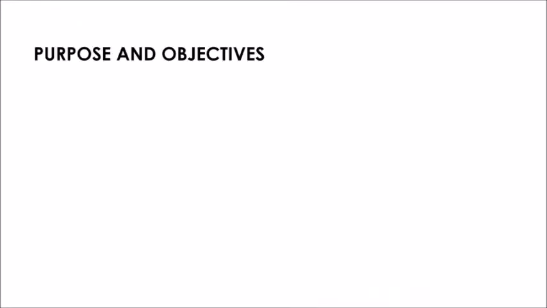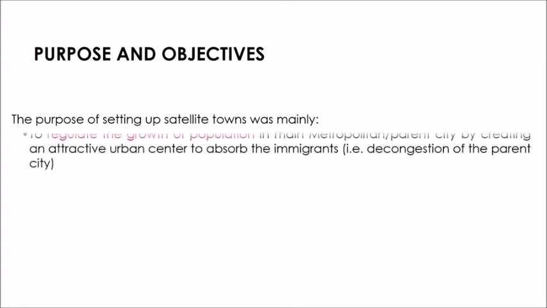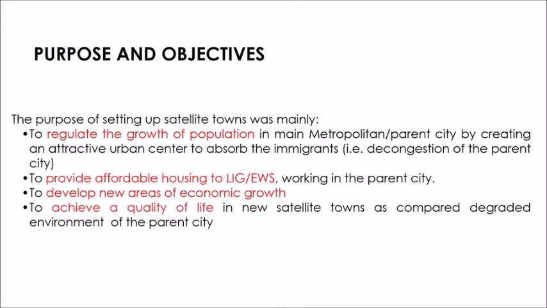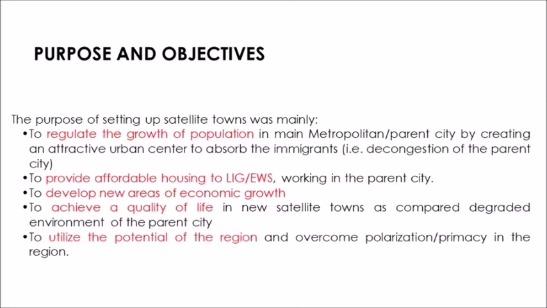Now, what was the purpose of developing a satellite town? A satellite town was developed with the purpose of regulating the growth of population in the main metropolitan or parent city by creating an attractive urban center wherein the in-migrants could be absorbed. And therefore, the purpose was to decongest the parent city.